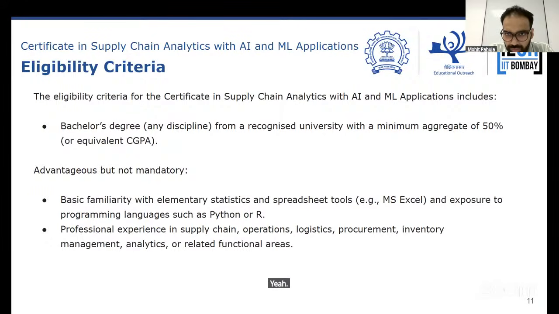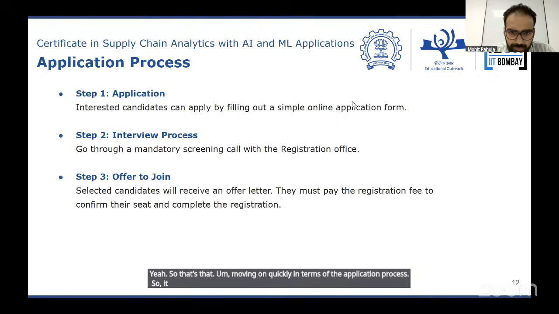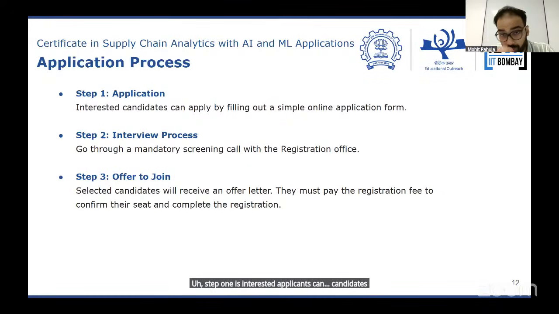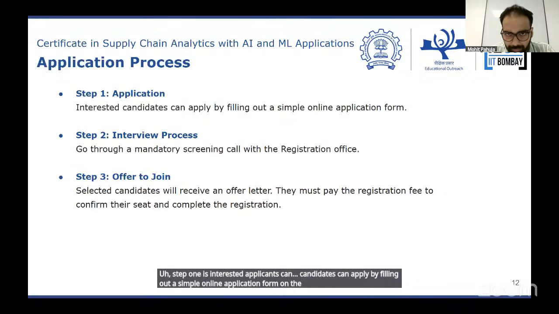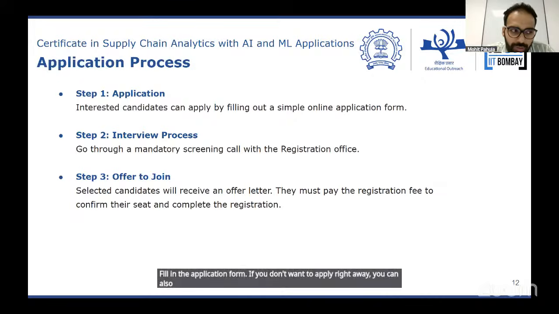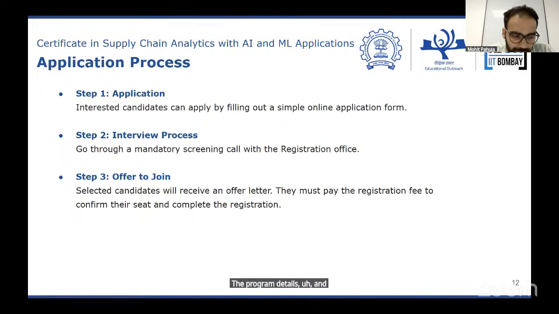Moving on quickly to the application process. It's a simple three-step process. In step one, interested candidates can apply by filling out a simple online application form on the Great Learning website. It would be helpful if the Great Learning team can post the link in the chat. We'll also have the link displayed at the end of the presentation on the slide. If you don't want to apply right away, you can also just leave your details and request a callback. Someone from the Great Learning team will reach out to you and help you understand the program details and any other questions you might have.